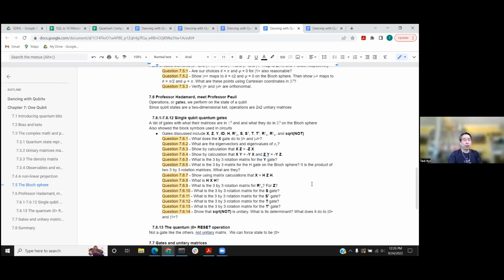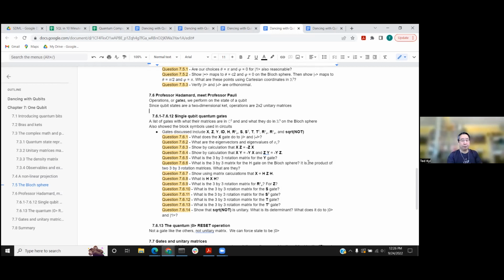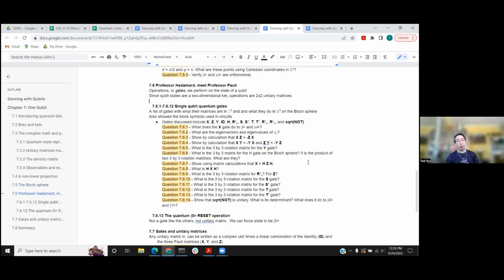So then in section 7.6 we go through a long list of different gates, and we talk about what they do in C2 and have a little bit of intuition on the Bloch sphere. So the X gate swaps the 2 coefficients in C2. If you have A times ket 0 plus B times ket 1, you get B times ket 0 plus A times ket 1.